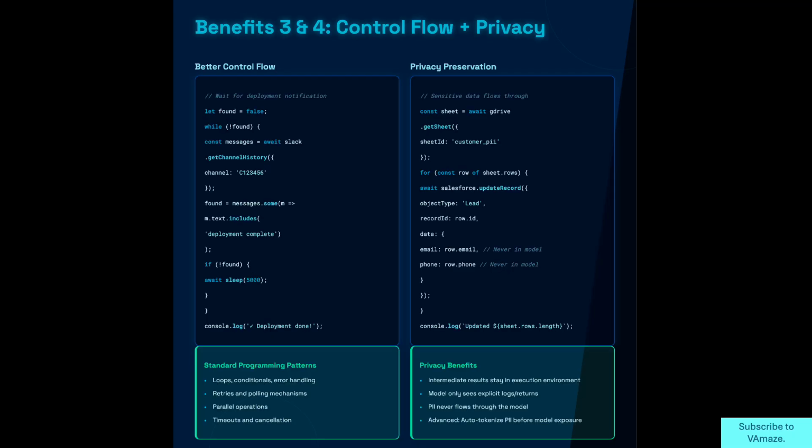On the control flow side, code gives you access to all the powerful constructs you're used to in programming. Need to wait for something to happen? Write a while loop. Here's an example: waiting for a deployment notification in Slack. The agent writes code that polls the channel history every 5 seconds until it finds a message containing deployment complete. Implementing this with direct tool calls would be incredibly inefficient. You'd need alternating get channel history calls and sleep commands with the model processing results each time. With code, it's a simple loop that runs in the execution environment. The model only sees the final deployment notification received.